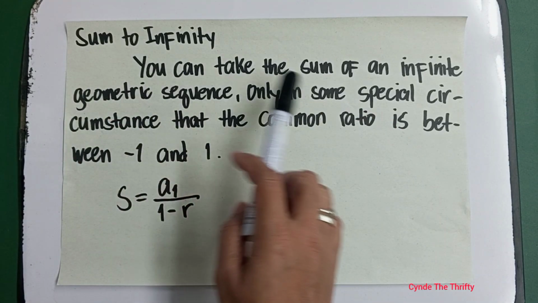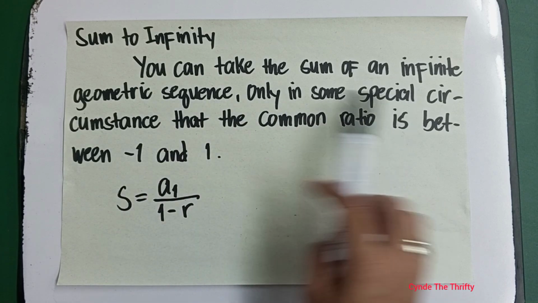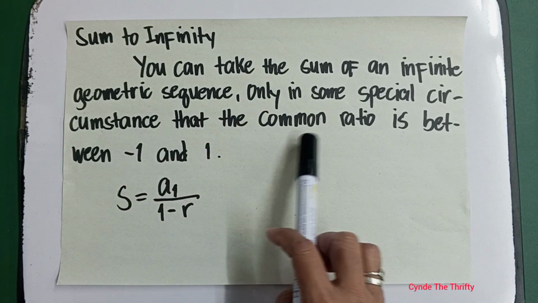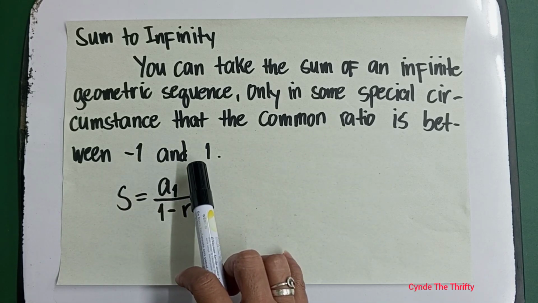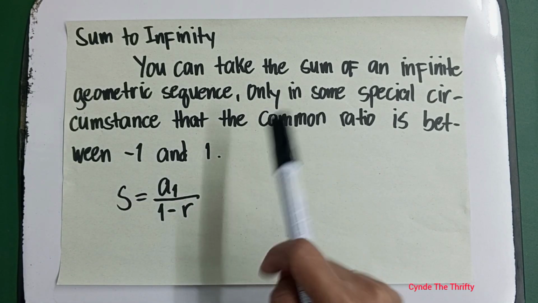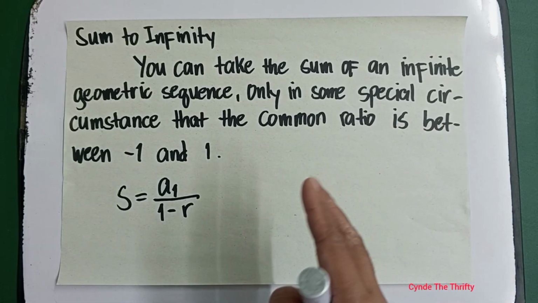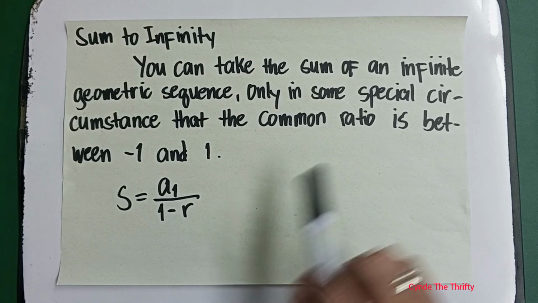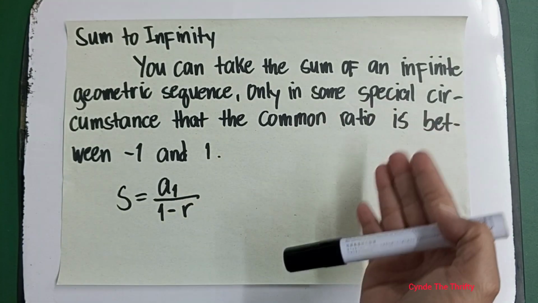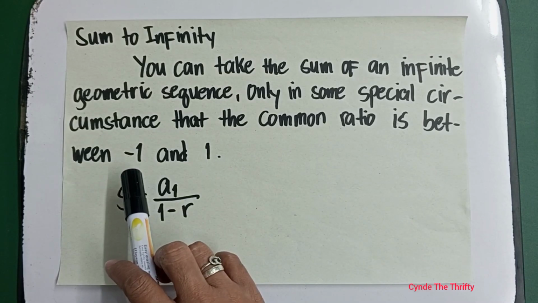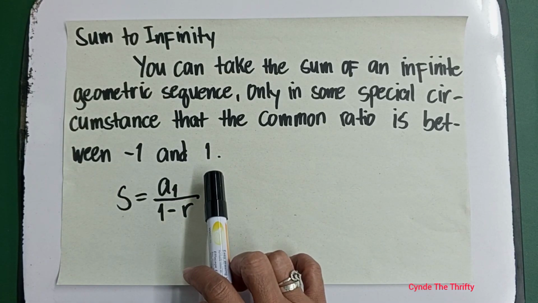You can take the sum of an infinite geometric sequence only in some special circumstance that the common ratio is between -1 and +1. So, ang sum to infinity, magagamit mo lang siya sa mga special na circumstances kapag ang kanyang common ratio is between -1 and +1. So, hindi mo siya magagamit sa lahat, no? Dapat titingnan mo ang kanyang common ratio kung between -1 and +1 ba ito.